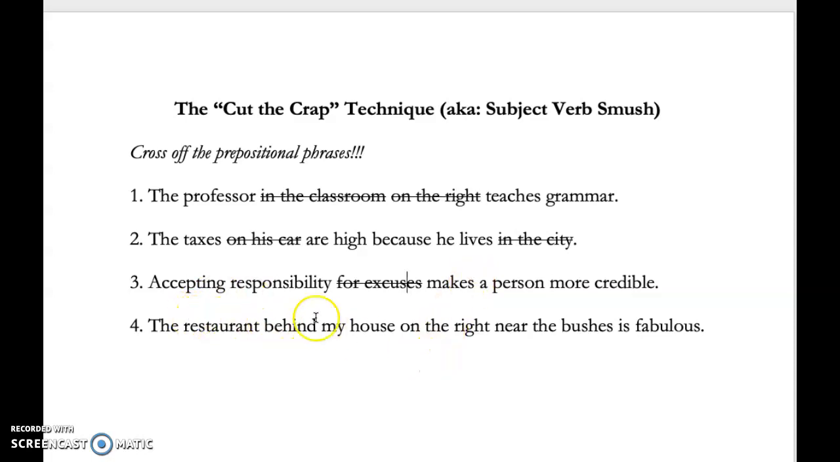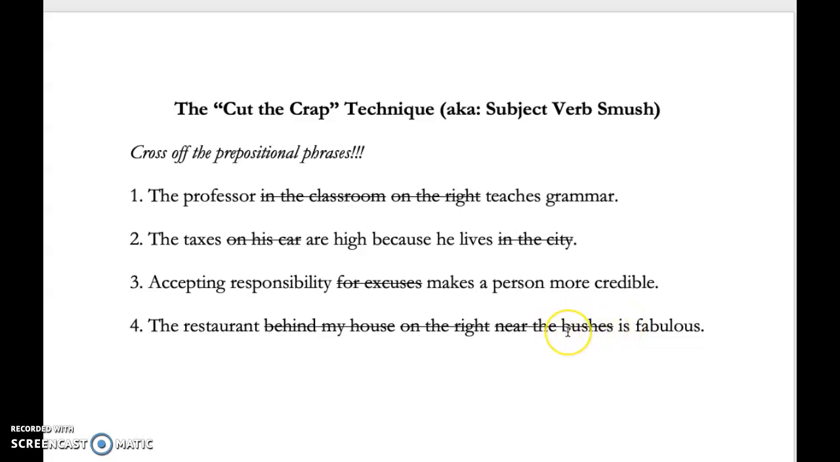The restaurant behind my house on the right near the bushes is fabulous. Oh, we have 3 prepositional phrases in here. Behind, that's one of those longer ones. Behind what? Behind my house. Out it goes. On what? On the right. Out it goes. Near what? Near the bushes. Out it goes. Now I have the restaurant is. See that? Subject, verb, smush.